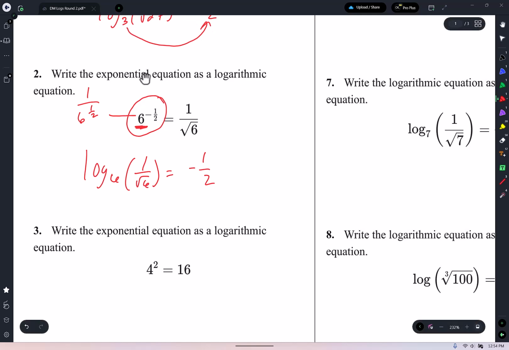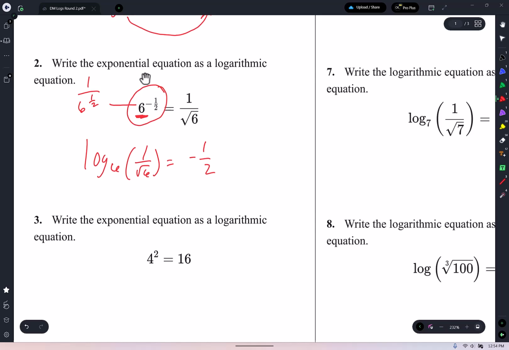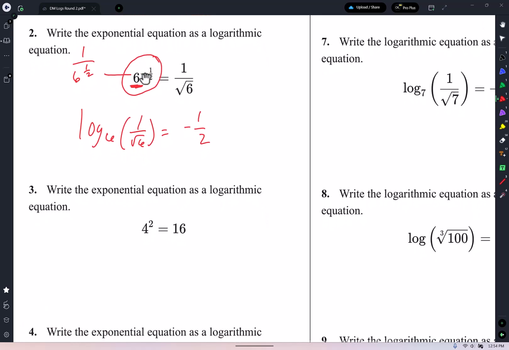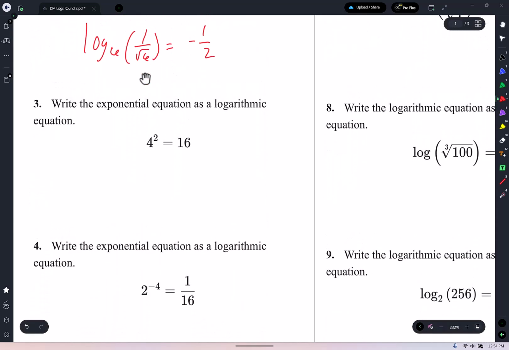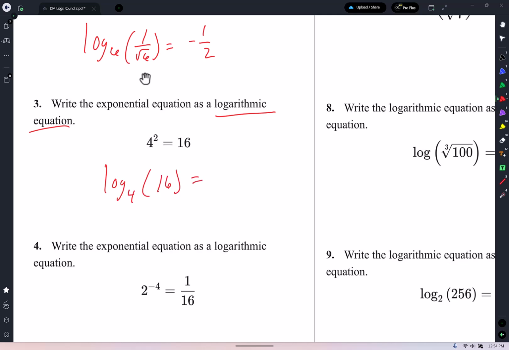What's up, Vega? Oh, I was going to ask whether the negative meant something special, but you answered it. So 4 squared equals 16. Yeah, we know 4 squared equals 16, but they wanted to write it in logarithmic form. Log base 4 of 16 equals 2.